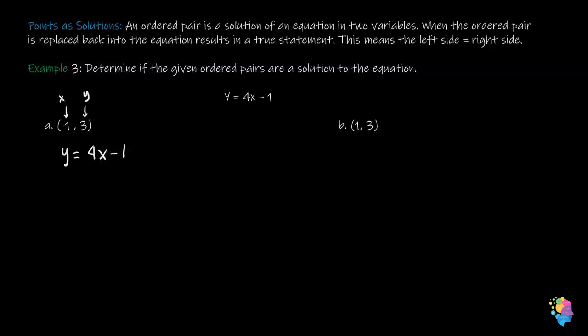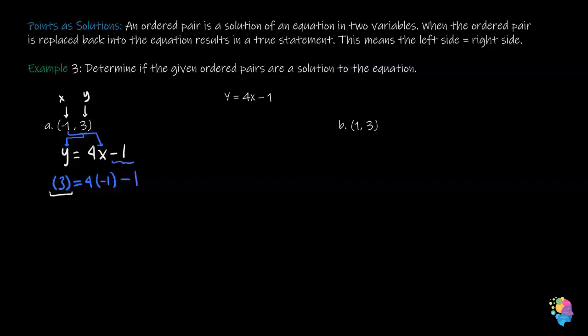So what we're going to do is replace them in the equation. The y value is 3, so I'm going to replace that y with 3. Don't lose the equal sign. I have a 4, and then instead of the x I'm going to replace it with that negative 1. I'm going to put it in parentheses, and then don't forget that you have that minus 1. It looks kind of messy right now, but we're going to simplify from left to right.